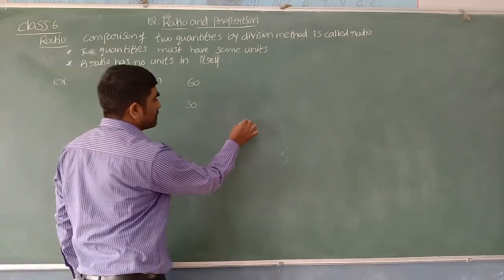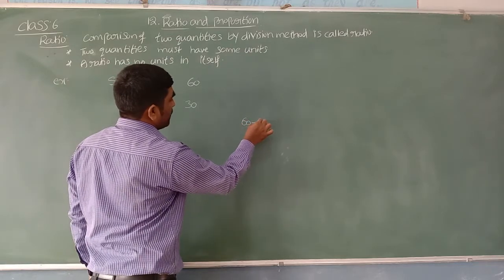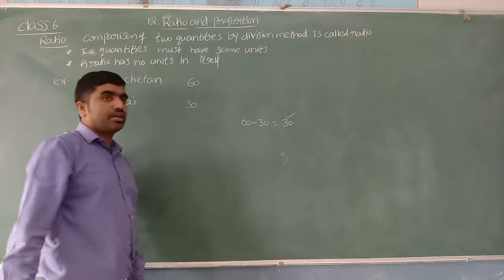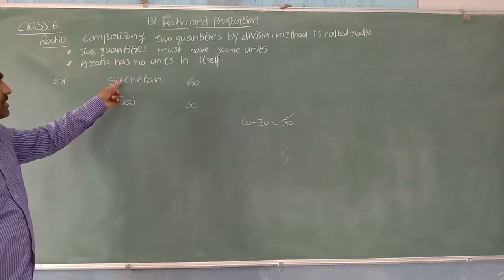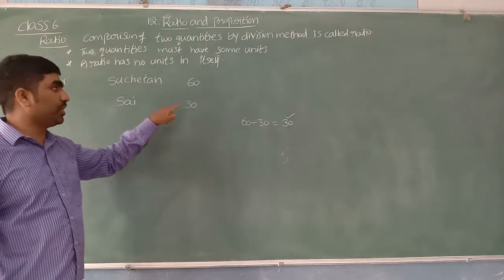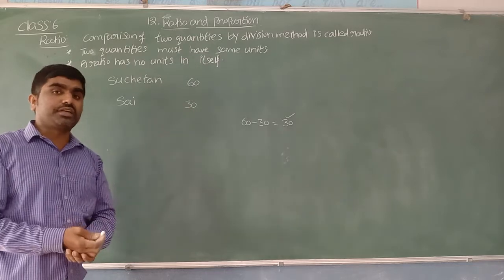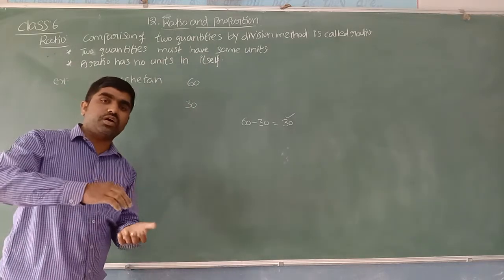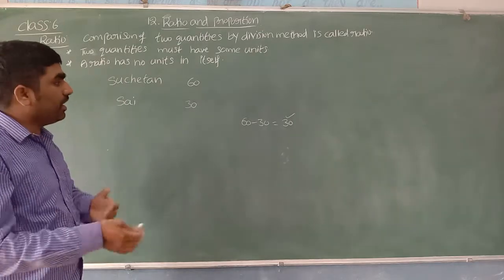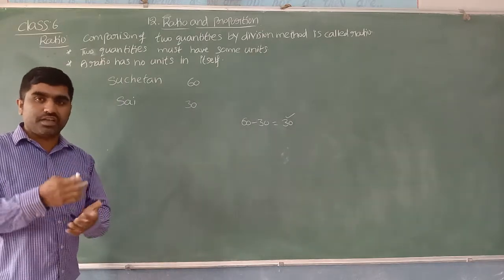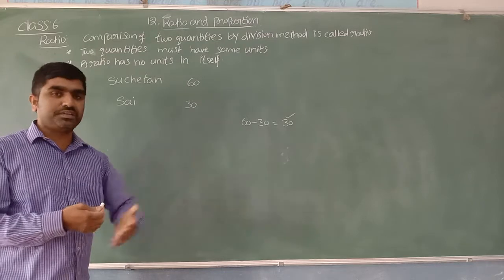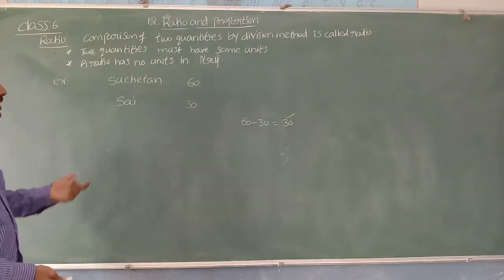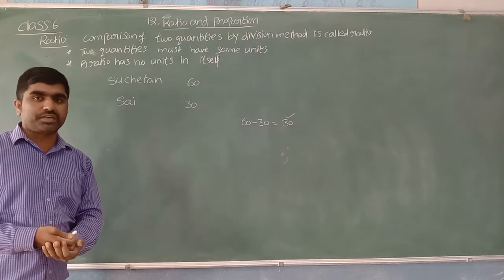What is meant by difference? Subtraction. Big number minus small number, which gives 30. Now after subtraction, Suchetan said, Sai, I got 30 marks more than you. Then Suchetan wondered, can I compare the marks other than by this difference method? Yes. Not only by the difference method, we can compare the marks by the division method also.